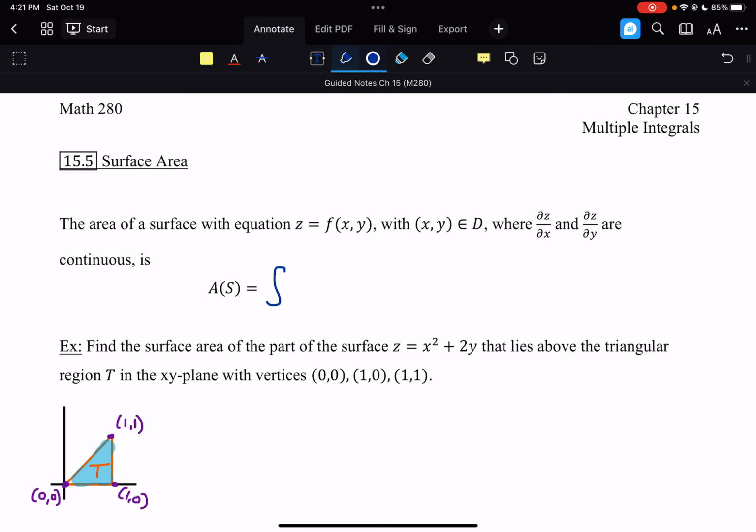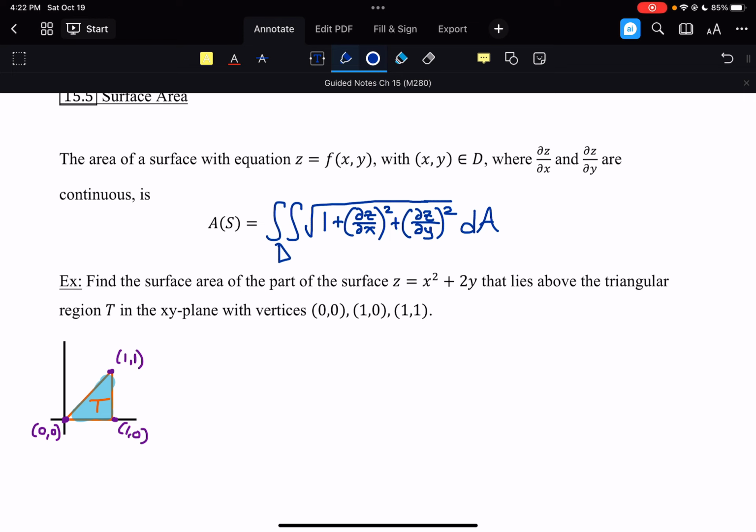area by taking the double integral over D of the square root of 1 plus partial z with respect to x squared plus partial z with respect to y squared dA. So this is our formula to find area of a surface, given that the surface is a function of x and y, and that x and y are in some region D for the domain. So we're going to try a couple examples.